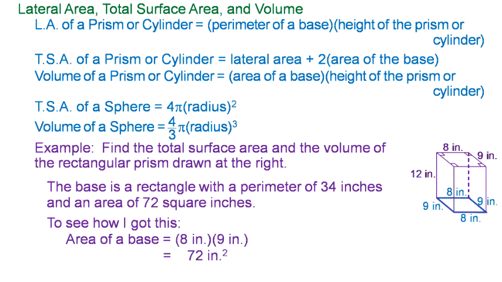I can find the area of one of these bases by multiplying 8 inches by 9 inches. Since this gives me 72 square inches, I can say that the area of a base of this prism must be equal to 72 square inches.